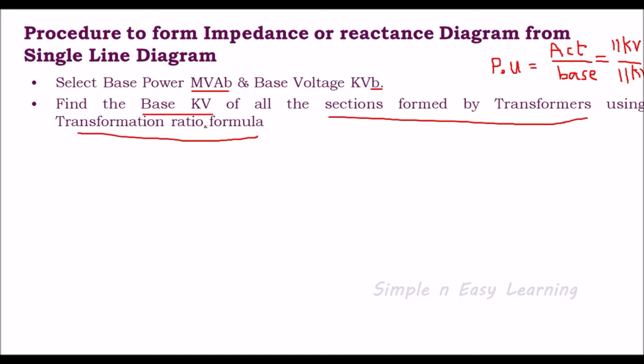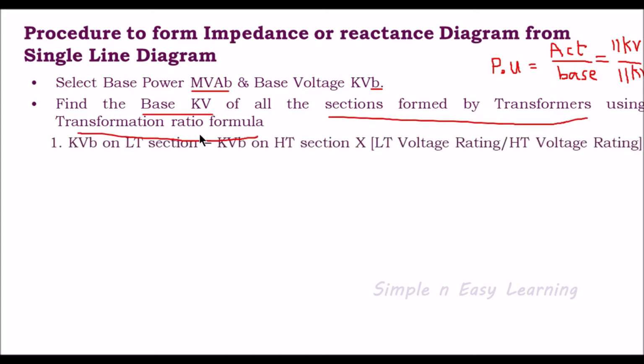For the generator we can select the base KV as it is, but wherever a transformer comes, we need to apply the transformation ratio formula. So what is that formula? The KVB on LT side equals KVB on HT side into LT voltage rating divided by HT voltage rating. For example, a transformer is of 11/220 kV. Here 11 is the LT voltage rating, low tension, and 220 is the HT voltage rating. Like that we can fill this into the equation.